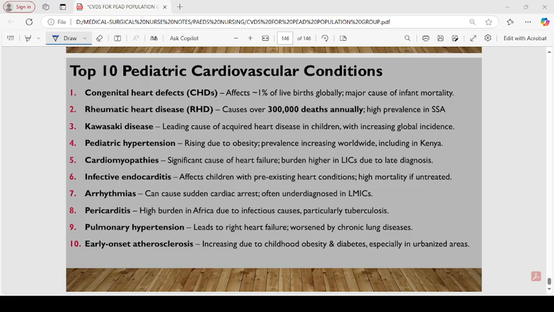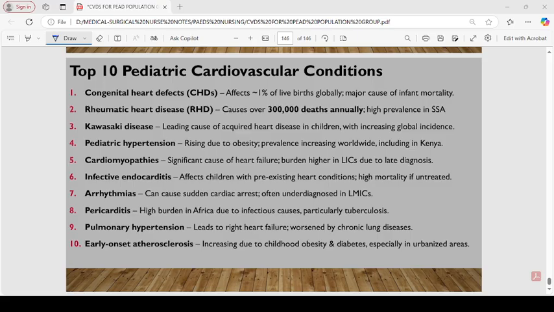Cardiomyopathies, we have significant cause of heart failure, and it contributes to the high burden in low-income countries, and this is due to late diagnosis. Infective endocarditis affects children with pre-existing heart conditions, high mortality if untreated. Arrhythmias can cause sudden cardiac arrest and is often underdiagnosed in low and middle income countries. Pericarditis, we have a high burden in Africa, and this is due to infectious causes, particularly tuberculosis. Pulmonary hypertension normally leads to right heart failure, and it's worsened by chronic lung diseases like the COPD.